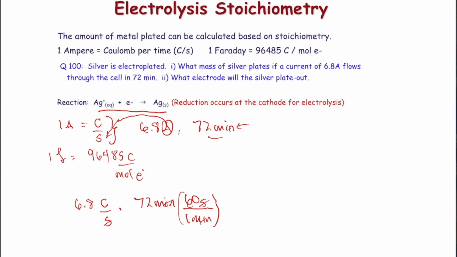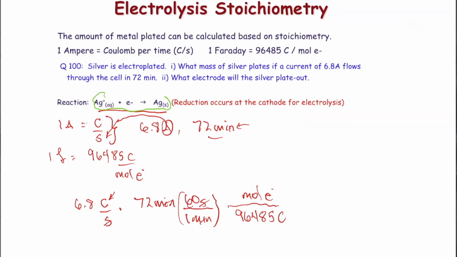So you have coulombs right here. So you can put 96,485 coulombs per mole of electrons. And the reaction that you're looking at is this right here. Okay, you're looking at this reaction right here.